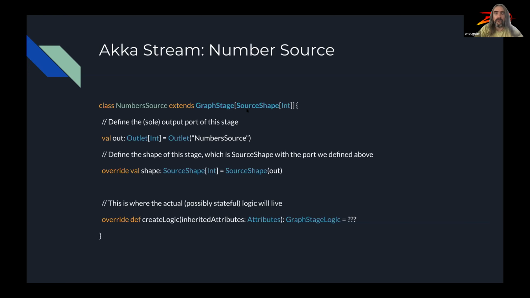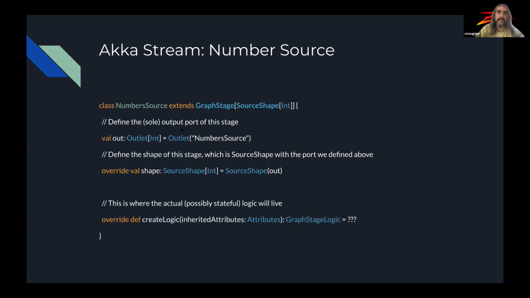First of all, it's a real code. Okay, it's not a simplification. So this is the whole code you have to provide to make a source. So it's a source. Why is it a source? Because it has a shape of source that produces int.